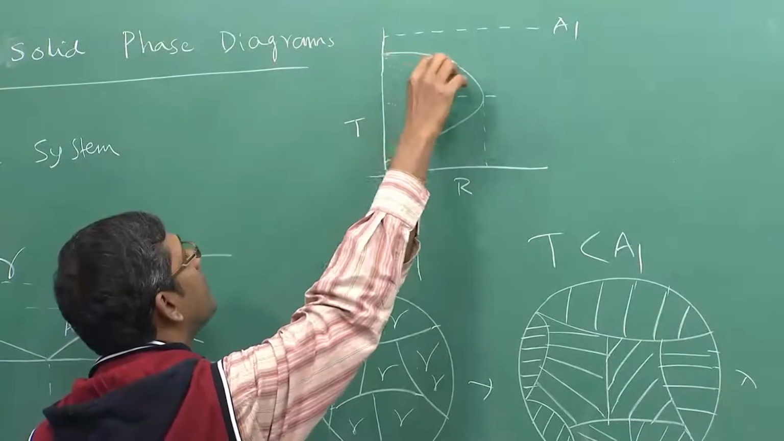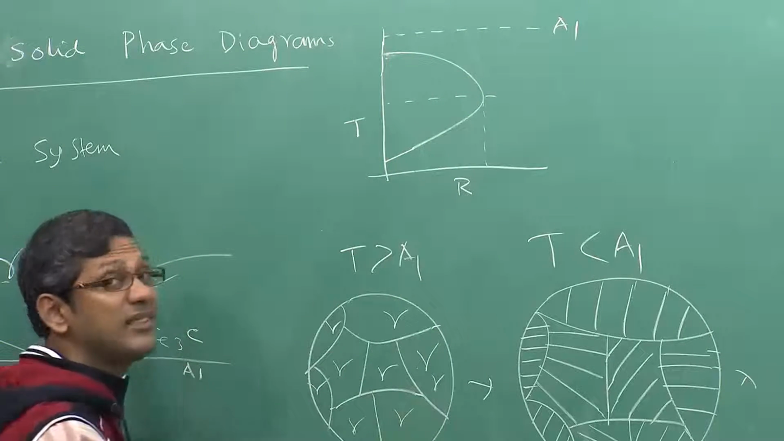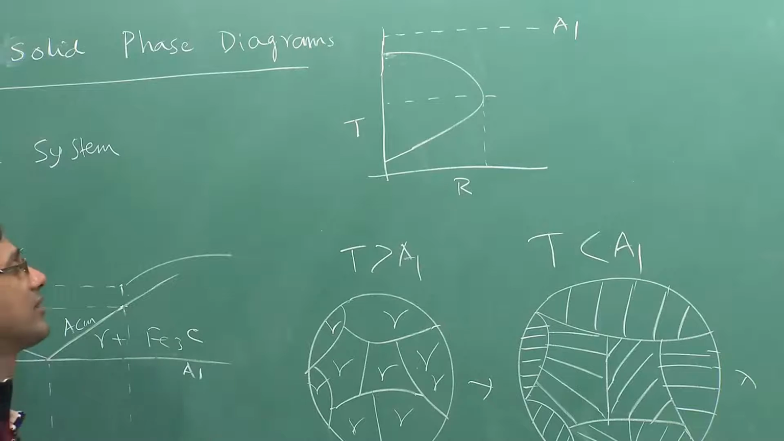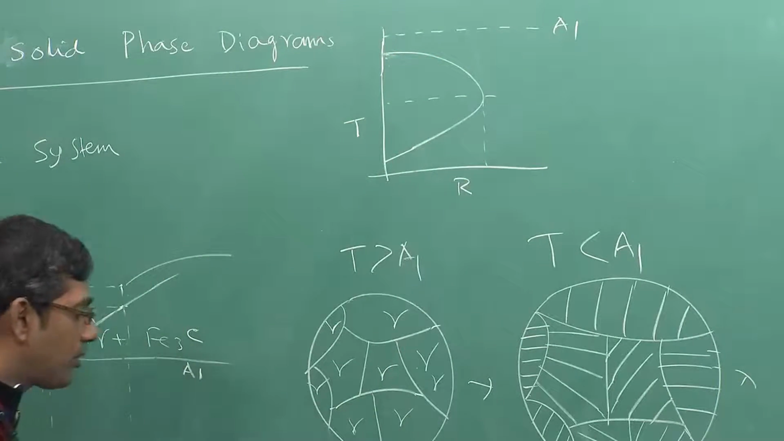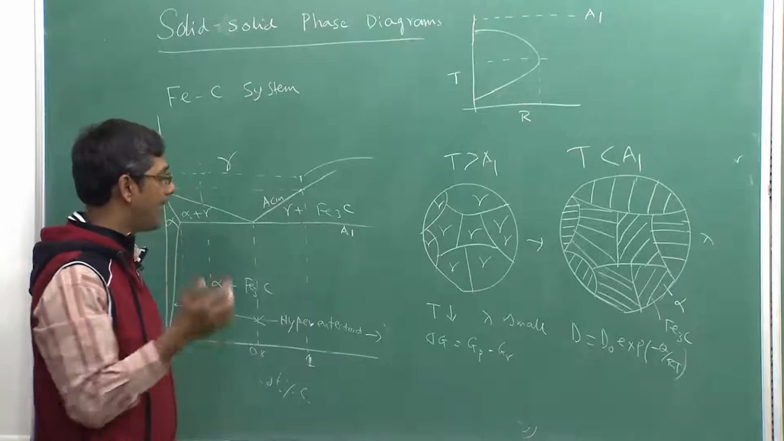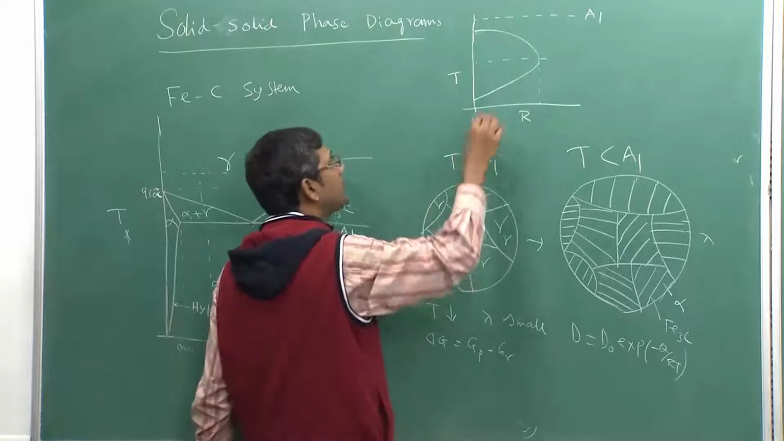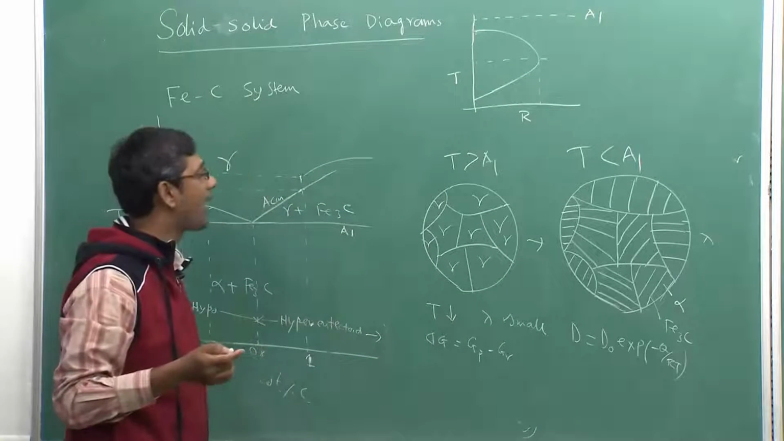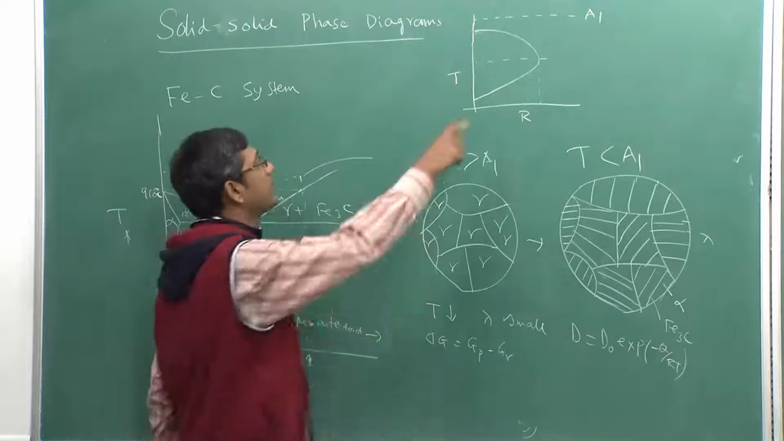As you decrease the temperature from this to this, transformation will keep on increasing. It will increase very fast. Why? Because this is the temperature domain in which both diffusion is good and driving force is available. On the other hand, if you reduce the temperature further, driving force may be high, but diffusion is slow. Therefore the transformation rate will decrease.